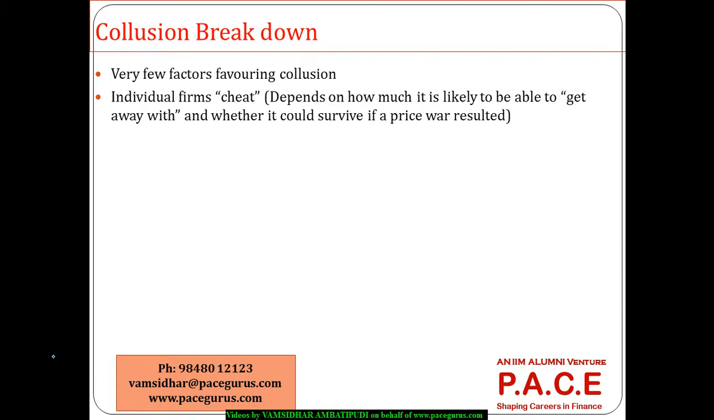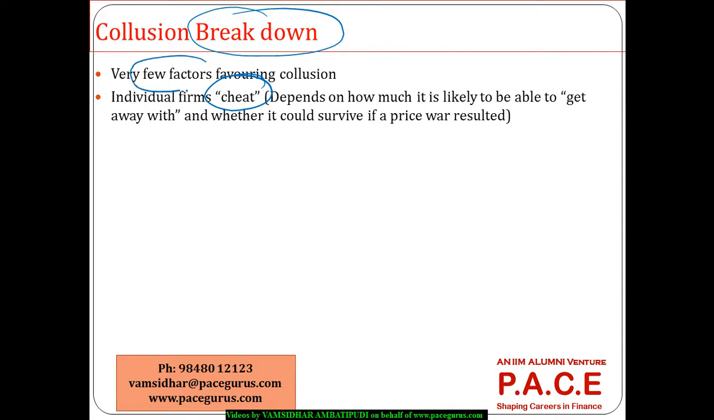But collusion is a very dangerous thing on the other side. Whatever it is, explicit or implicit, there is a very high possibility that this relation can break down. Individual firms can very well cheat. If they have found a better opportunity where they can create an extraordinary profit for themselves, they can break the agreement very heavily.